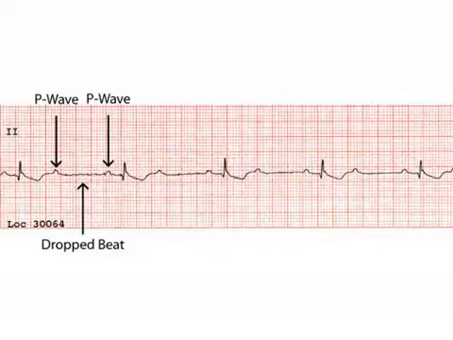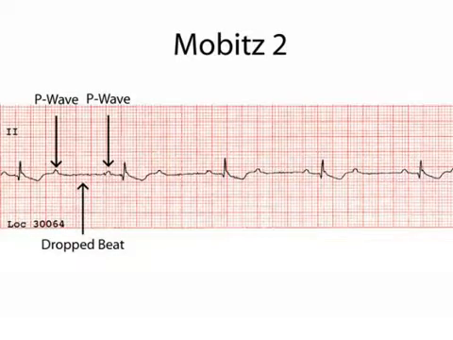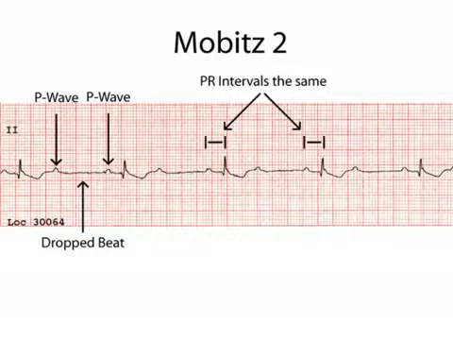In other words, a P wave, QRS, inverted T wave, a P wave, and then another P wave. So this would be an example of a heart block, and it's called a Mobitz 2. The definition of a Mobitz 2 is that the PR intervals are always the same prior to a dropped beat.